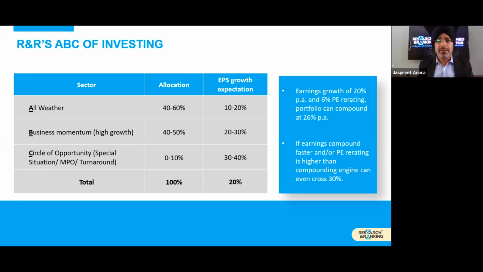And third is where we look at, let's say, something in telecom, something in infrastructure, right, which is including some metal companies. That would be our circle of opportunity, as we call it, special situations. That would have about close to 10% weightage in our portfolios.